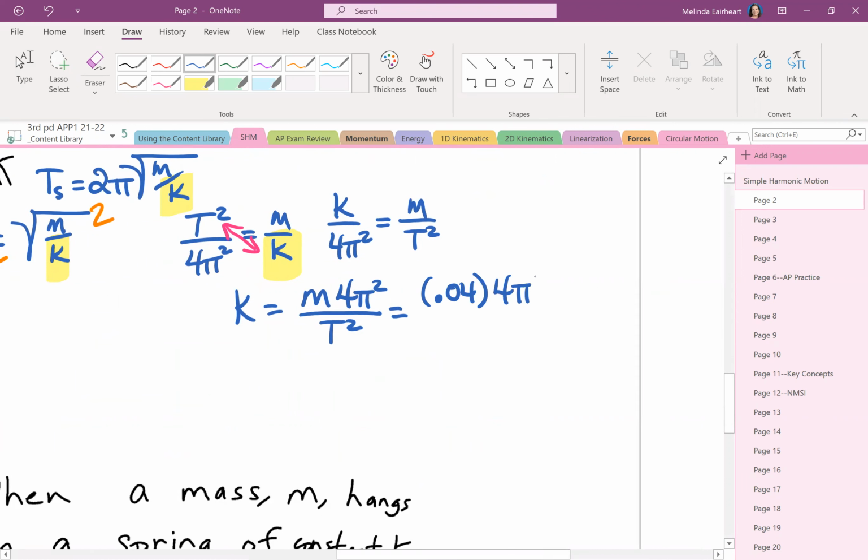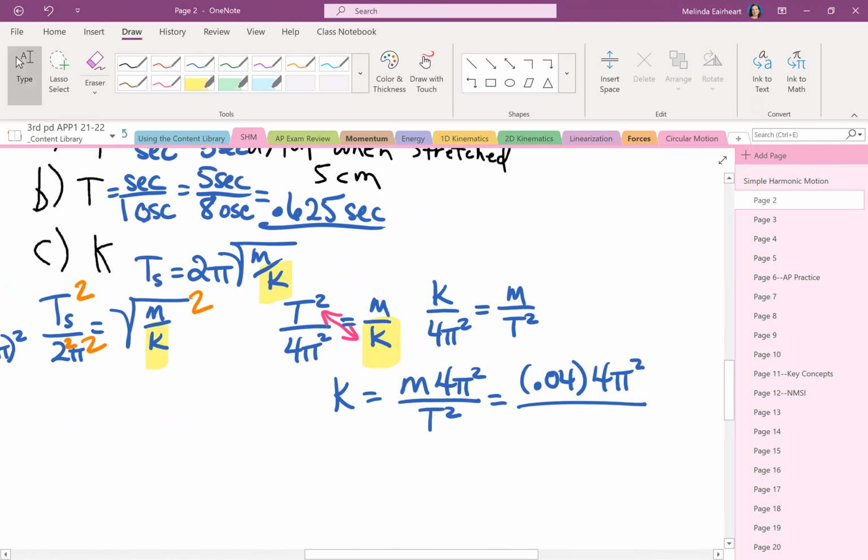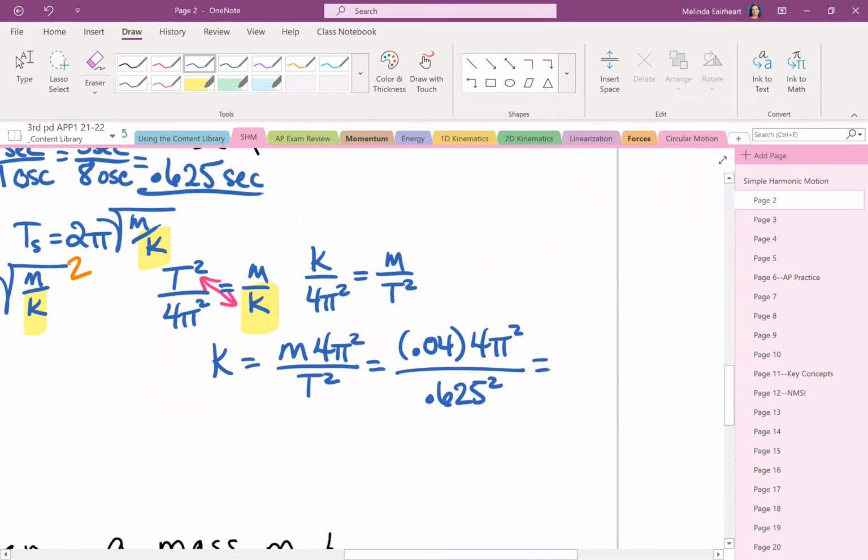And then 4 pi squared. And for pi, you can use the button for pi, or you can just do 3.14. Over period we had as 0.625. Don't forget to square it. And so let's work it out.